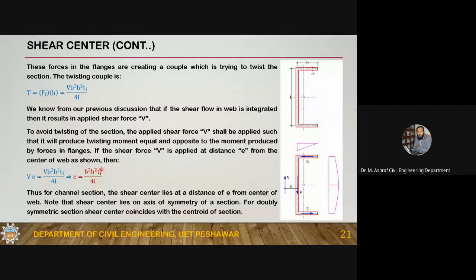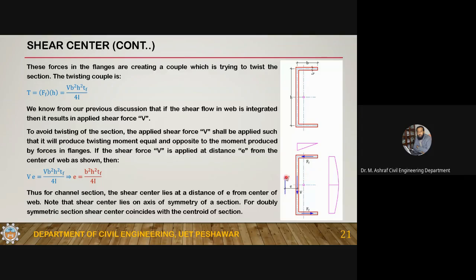The right hand side of this is the whole geometry. V is geometry, H is geometry, TF is geometry, I is geometry. These are geometry dependent terms. So you will get a value of E, which is this distance. Let's suppose you are getting a 3-inch distance.